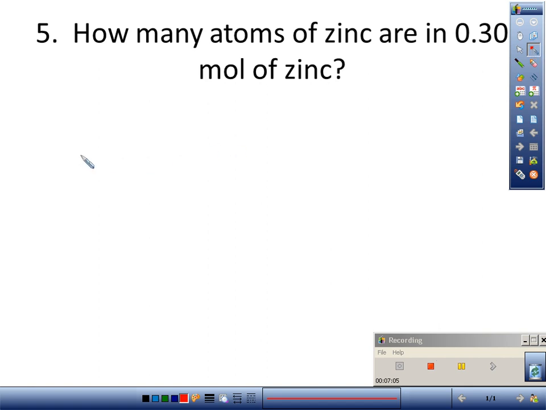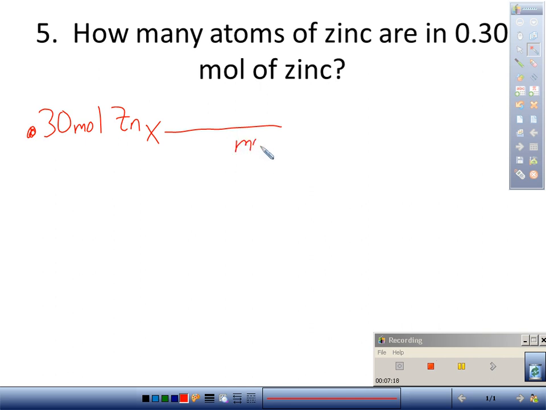Here I'm looking for how many atoms of zinc. I'm going to write my given, my starting point. Whatever's up here, I put down here, not the numbers, just the units. And on top goes what I'm trying to change to. I'm trying to change to atoms. Well, zinc, if I have 1 zinc, I have 1 atom. So I can put atoms up here.